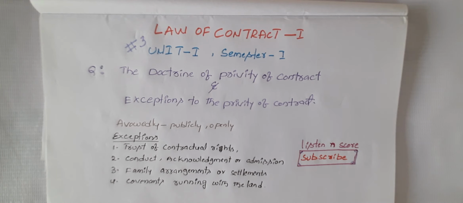Sometimes there may be no privity of contract between the two parties. But if one of them, by his conduct, acknowledgement or admission, recognizes the right of the other to sue him, he may be liable on the basis of the law of estoppel. Such acknowledgement may be expressed or implied.